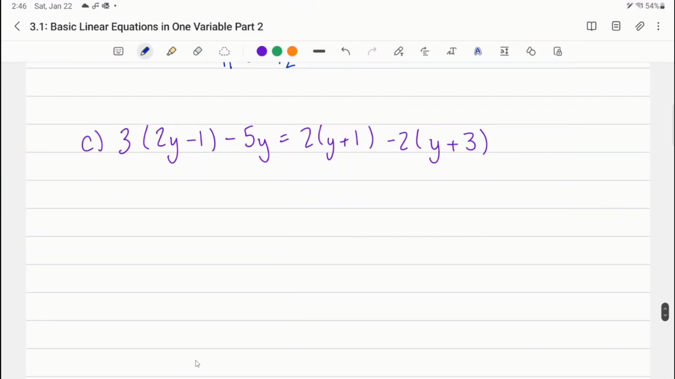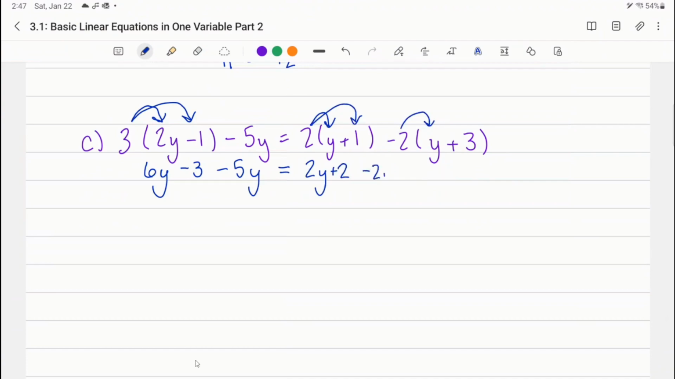Then the last example for this video has quite a few parentheses that we need to distribute. So let's get started. 3 times 2y, 6y. 3 times negative 1, negative 3. This is not in parentheses, so that just stays the same. 2 times y is 2y. 2 times 1 is 2. Negative 2 times y is negative 2y. And negative 2 times 3 is negative 6.